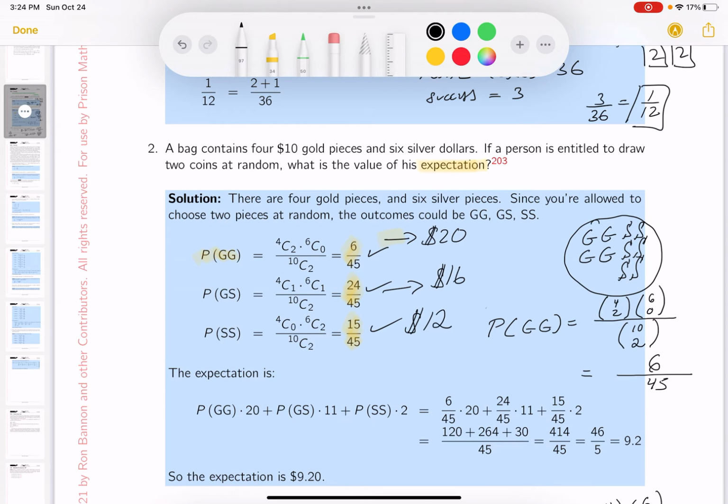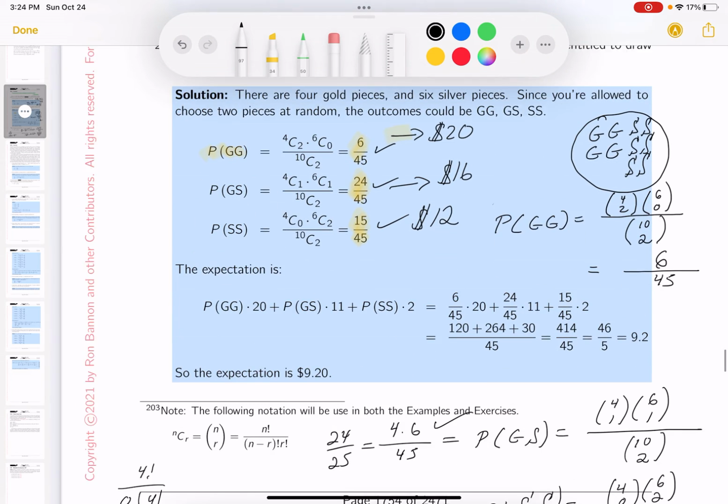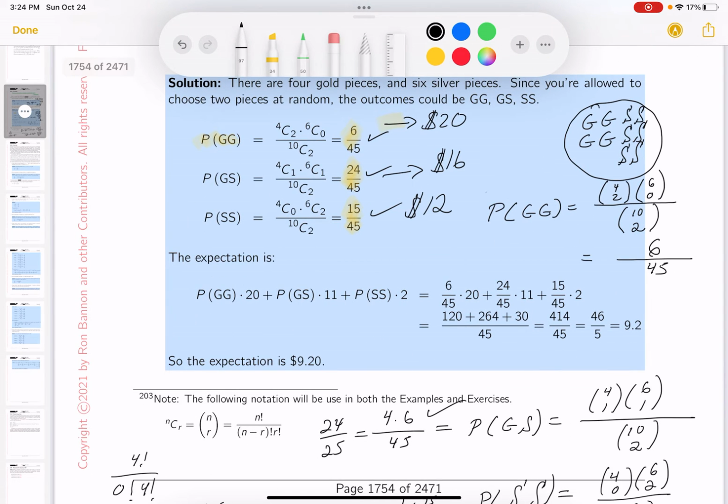All right? Let's talk about the expectation. 6 times out of 45, you'd be expected to make $20. 24 out of 45, you'd be expected to make $16. Let's keep going. 15 out of 45, you'd expect to make $12.